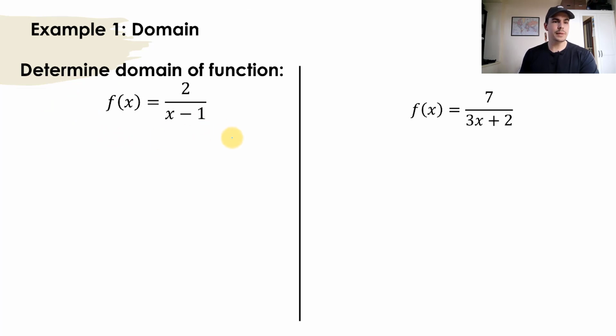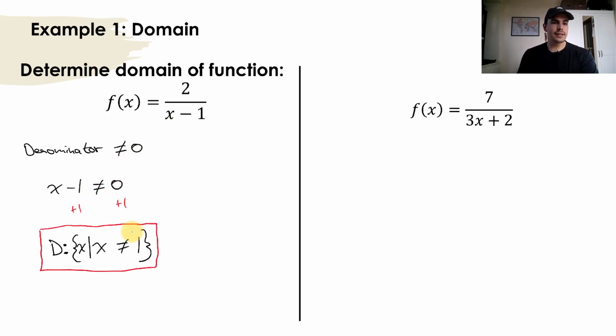All right, let's go ahead and get into some examples here. First example, we're going to determine the domain of our function. Now we know our domain restrictions here are going to be when our denominator is equal to 0. So what we need to do is just set the denominator not equal to 0, and solve for whatever that value is. So I'm going to set x minus 1 not equal to 0. I'll add 1 to each side, and I'll get x is not equal to 1. So our domain is going to be x is not equal to 1.